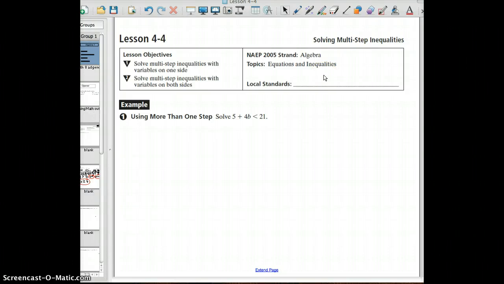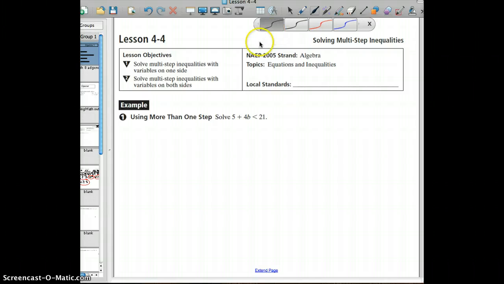Hi class, we're looking at solving multi-step inequality equations with variables on one side and both sides. Let's get started. These problems require you to use all of the rules that we set forward in the last 3 lessons. Okay? The only difference between inequalities and solving equations is that you have the inequality symbol, as we see here in the first problem example, and when we divide and multiply by negatives, we have to remember to flip that inequality sign. Other than that, you're solving the inequalities the same way you do equations.